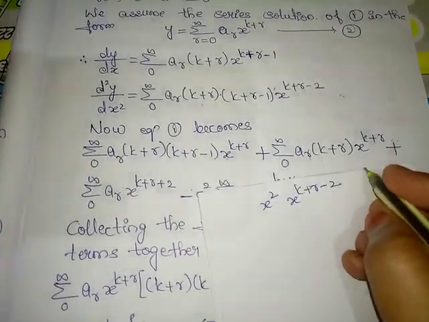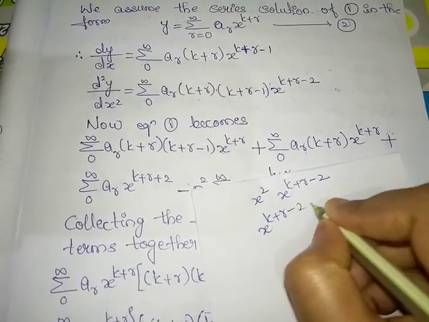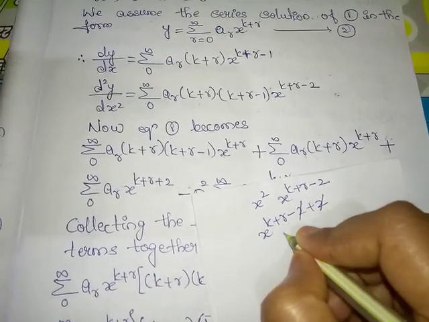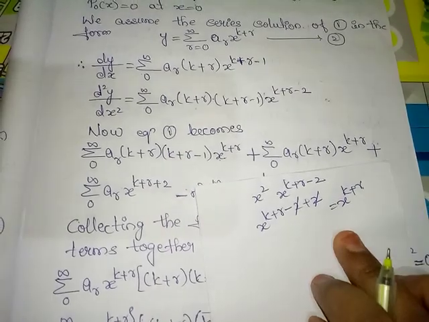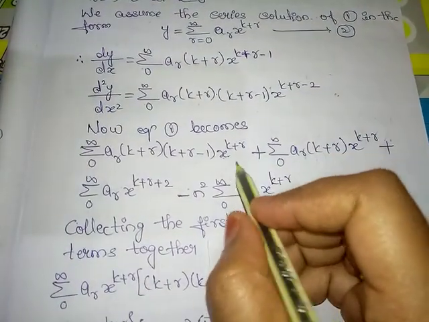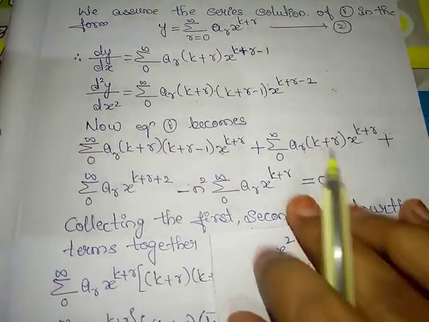When we solve this one, what do we get? x raised to k plus r minus 2 plus 2. Minus 2 plus 2 get cancelled. The remaining is only k plus r. So I am directly taking x raised to k plus r here to avoid the extra step.